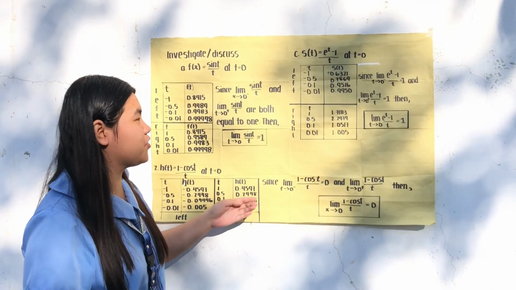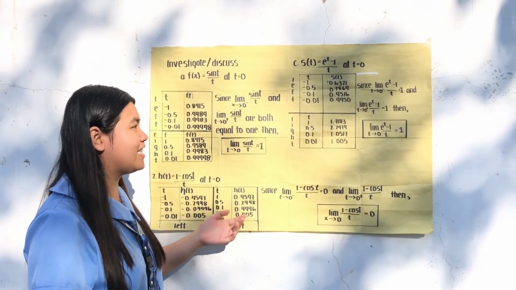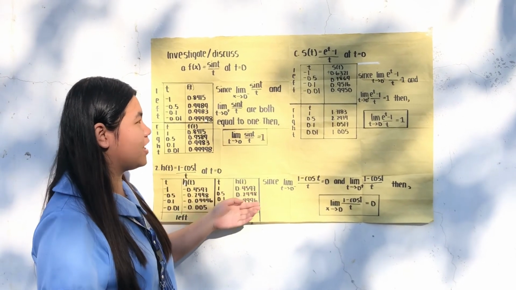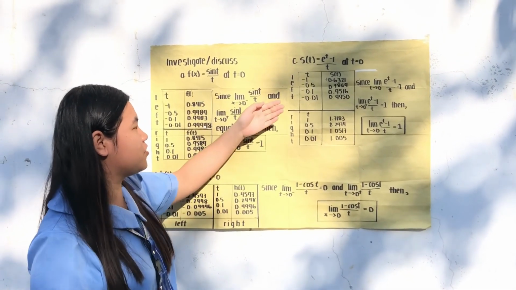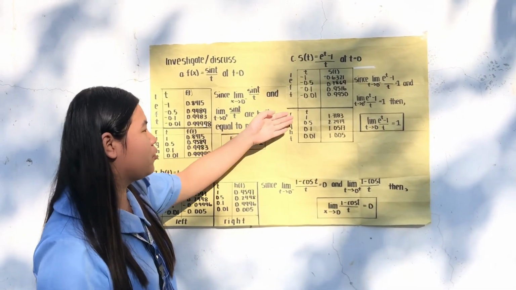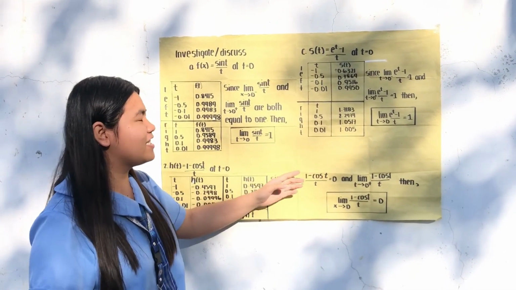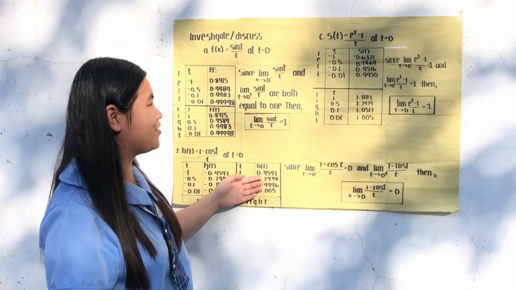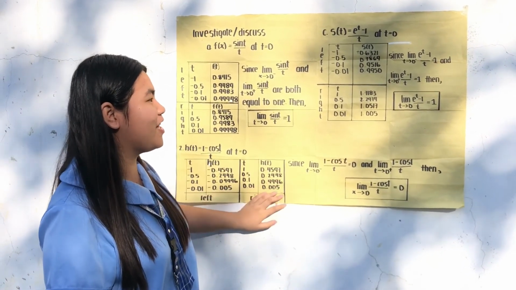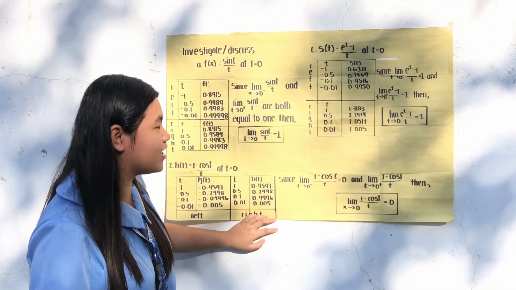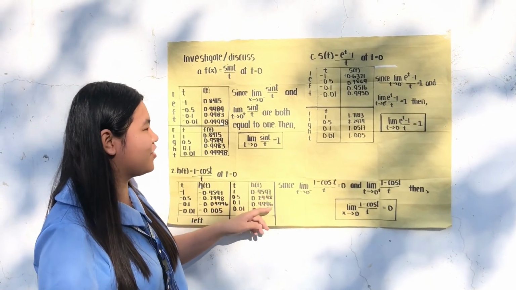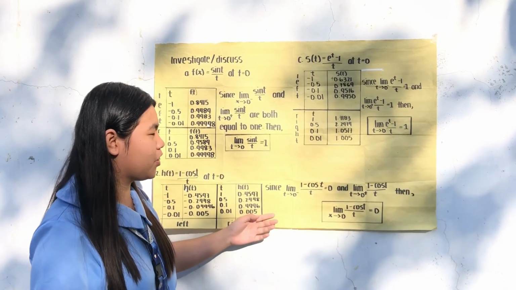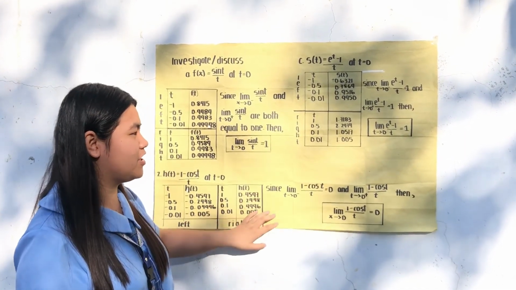S of t is equal to e raised to t minus 1 over t at t equals 0. These are the desired values that we will substitute in this equation. By substituting these values from the left and right, we get this answer. Since the limit of e raised to t minus 1 over t as t approaches 0 from the left is equal to 1, and the limit as t approaches 0 from the right is equal to 1, then the limit of e raised to t minus 1 over t as t approaches 0 is equal to 1.